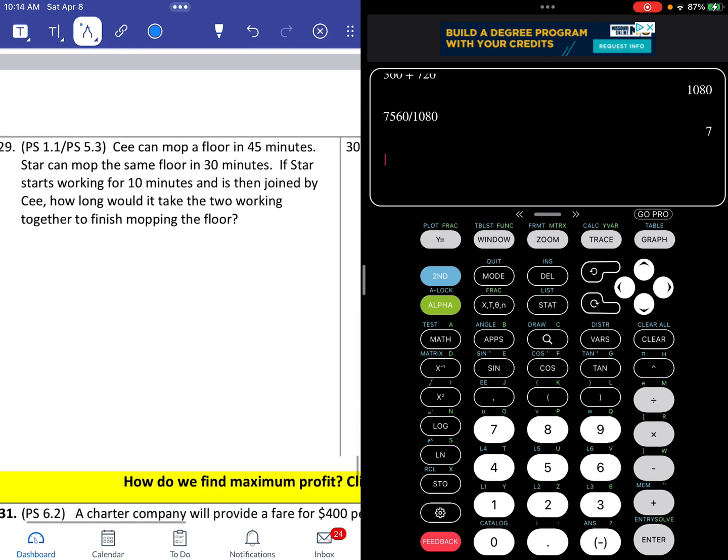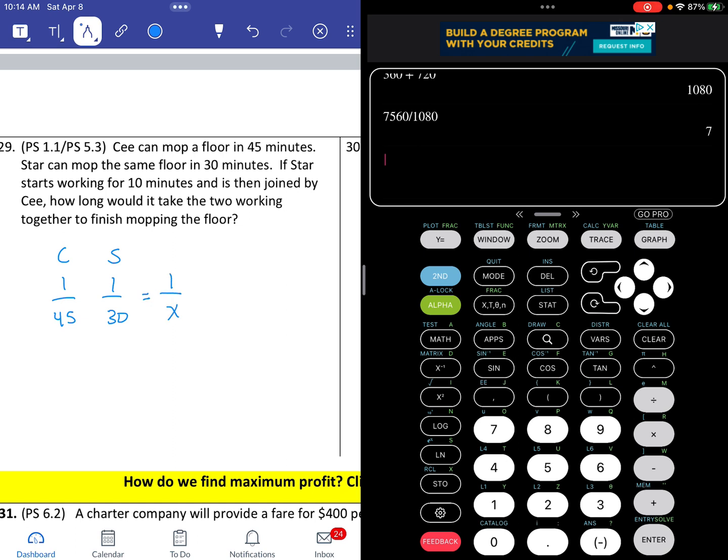All right. C can mop the floor, one floor, in 45 minutes. Star can mop the same floor in 30 minutes. Star starts working 10 minutes and is then joined by C. How long would it take them, the two working together, to finish mopping the floor? So it's one floor over x.